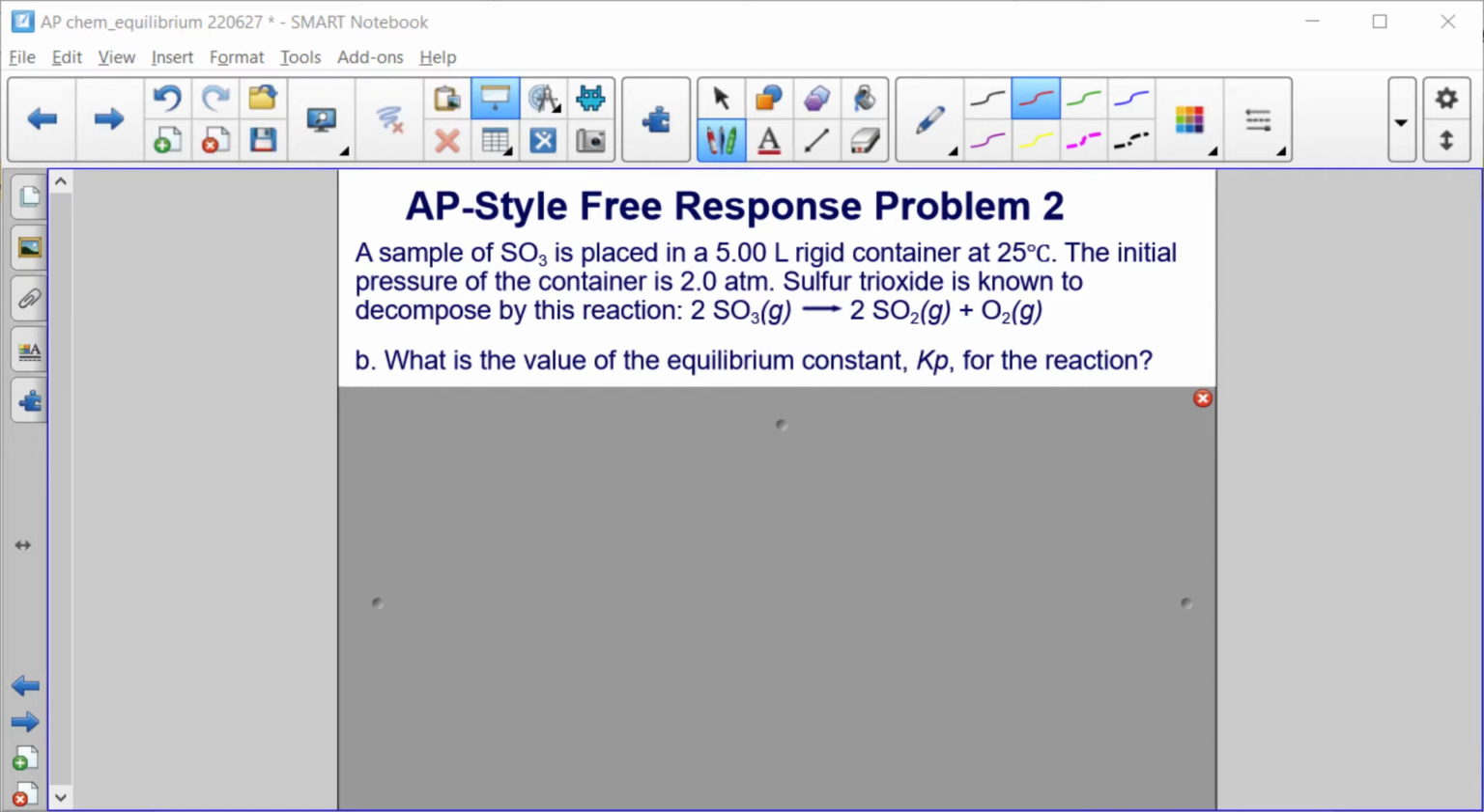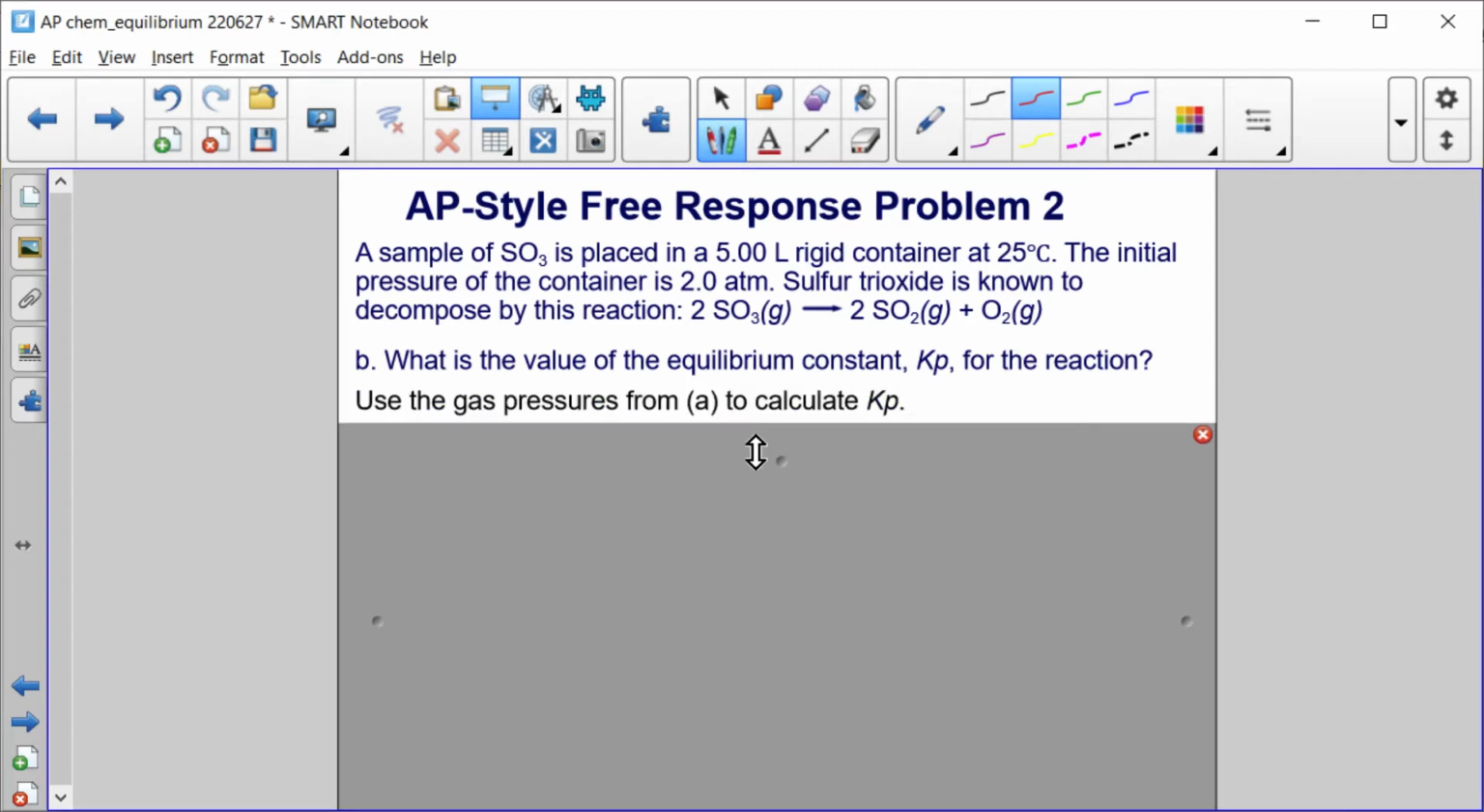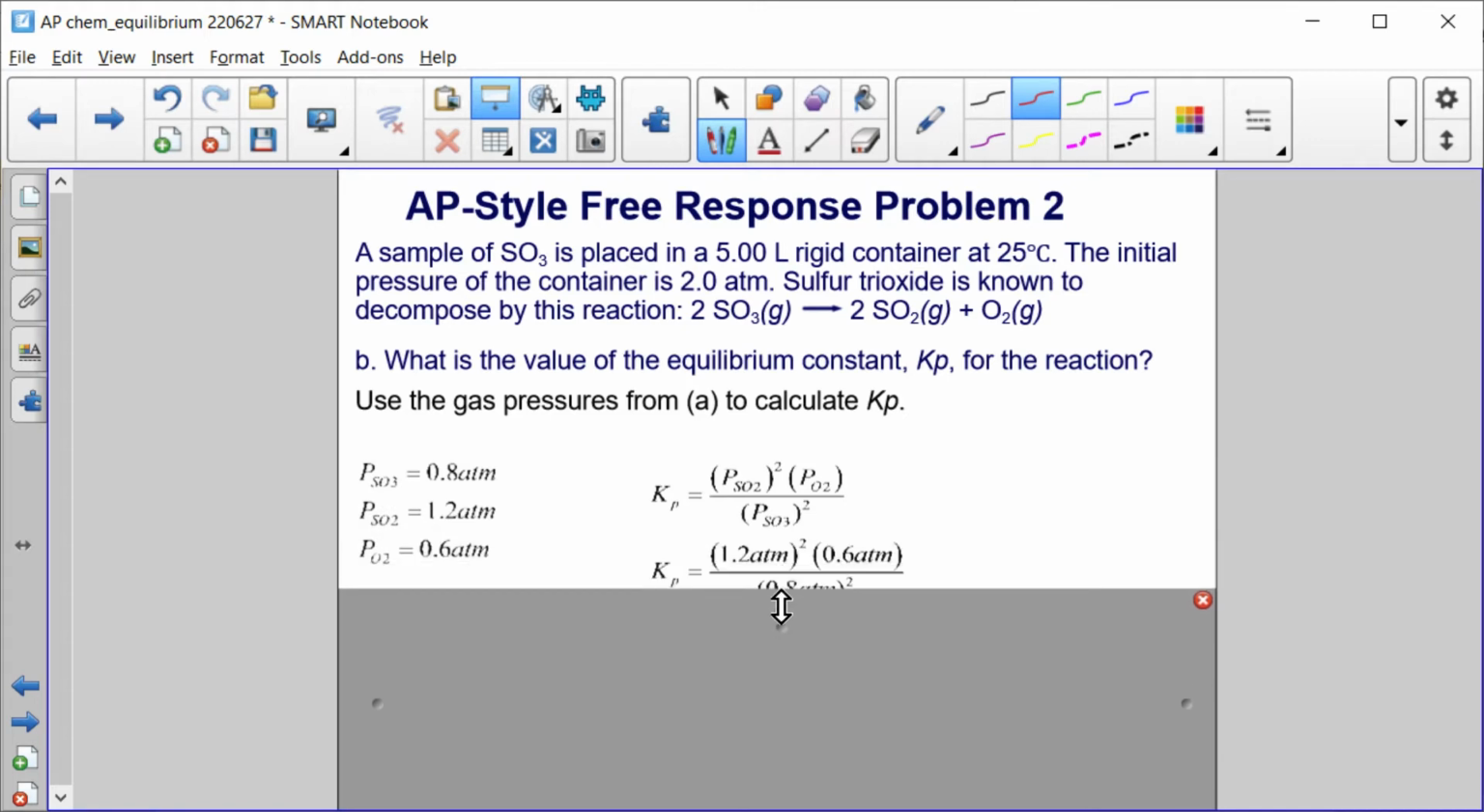Part B, what is the value of the equilibrium constant Kp for the reaction? So we're going to use the gas pressures from Part A to calculate Kp. The thing to think of in these AP problems is each part is always leading you to the next part, to the next part, to the next part. Okay? So we write a Kp expression.